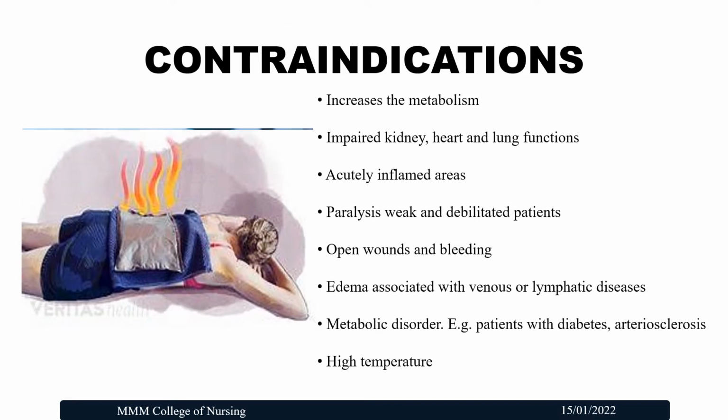Contraindications. There are various contraindications in HOT application. Heat is not used because heat increases the metabolism. Heat is not used for the patient with impaired kidney, heart, and lung function. Heat should not be applied to acutely inflamed areas, for example acute appendicitis and tooth abscess. It should not be applied on patient with paralysis, weak and debilitated patient. It should not be applied when there is open wound and bleeding.